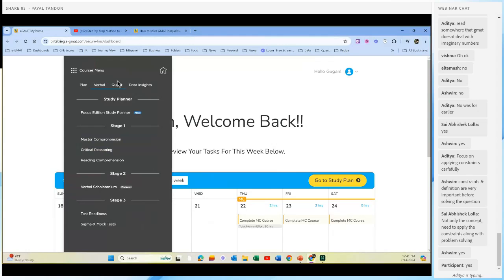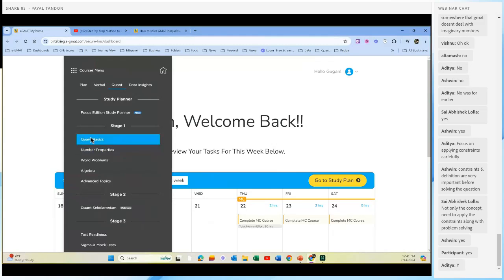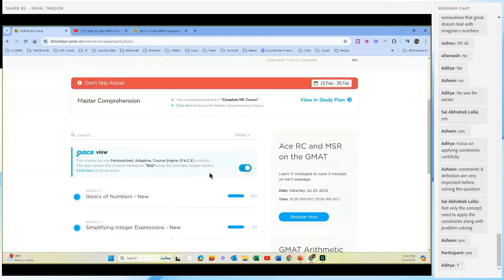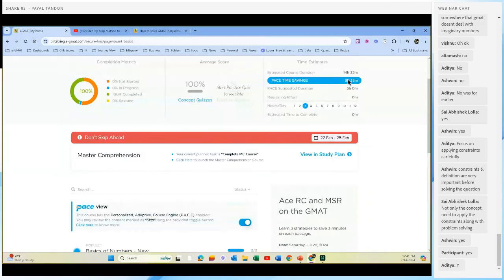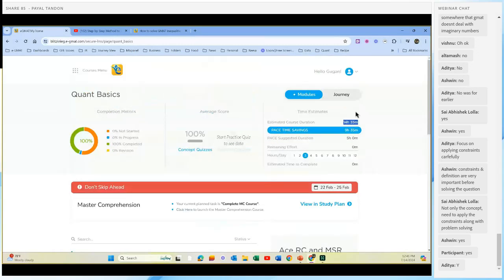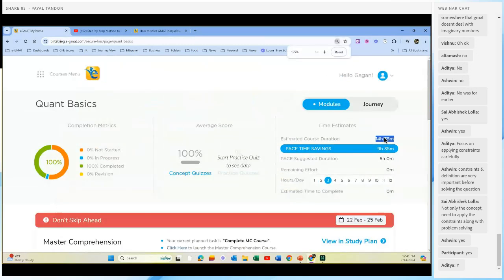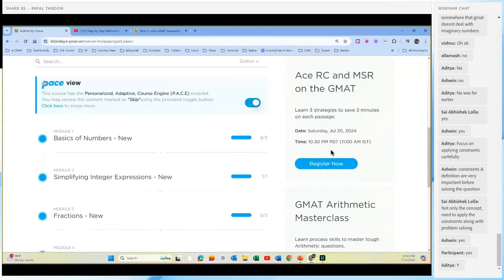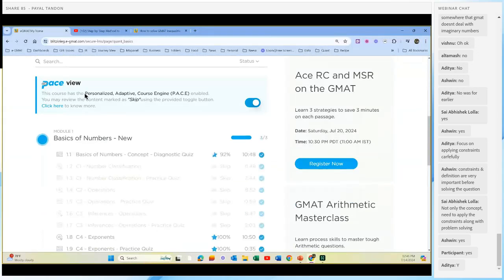Okay, good. So let me show you Quant, and I'll start with the Quant basics. Now this is an actual account. What you see over here is for Quant basics, 14 and a half hours were required. Estimated course duration is 14 and a half hours. But this student actually was able to finish it in 5 hours. How is that possible? It's possible because of the PACE engine, personalized adaptive course engine.